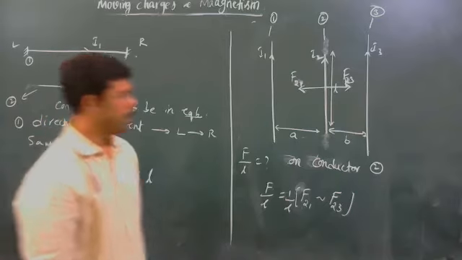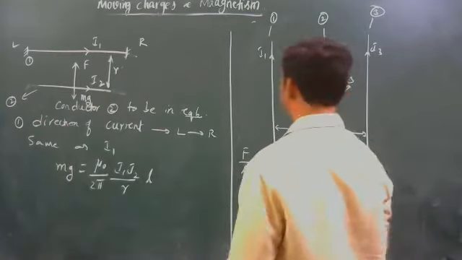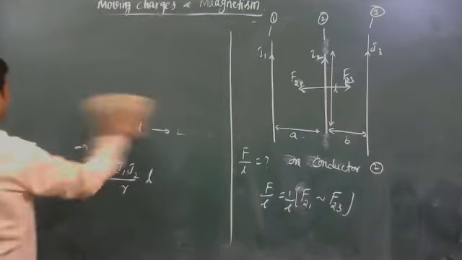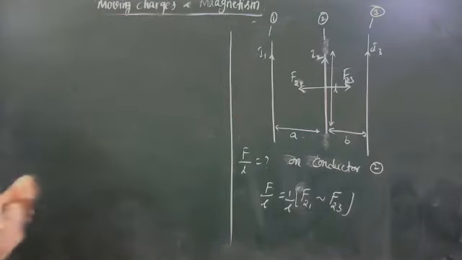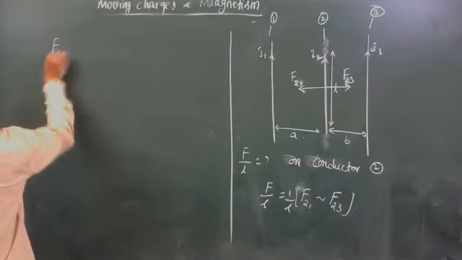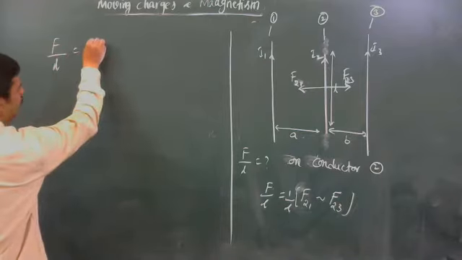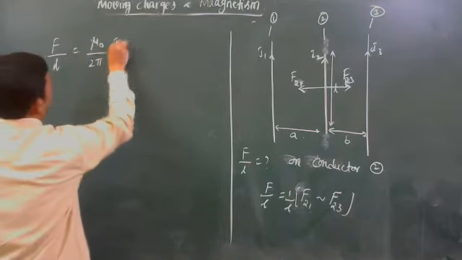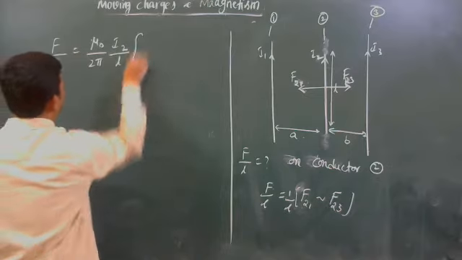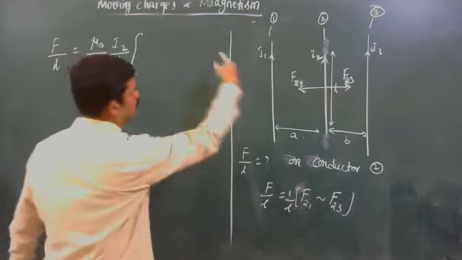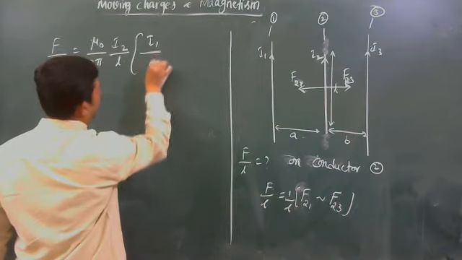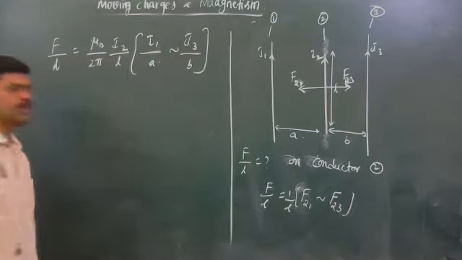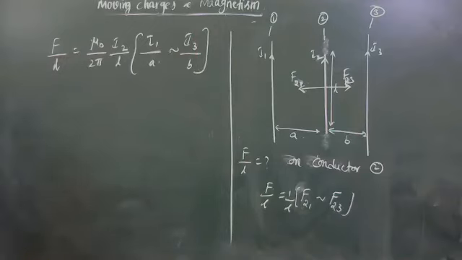Then what is the formula? Write the expression. Mu naught by 2 pi common, I2 common, by L common, then F21 is I1 by A, difference of I3 by B. That's it.